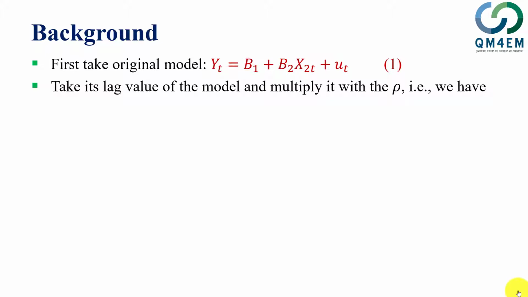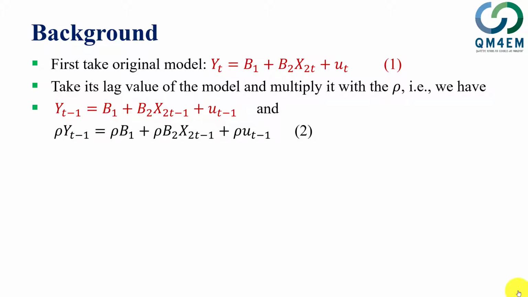So I'm taking that model, yt minus 1 regressed on x2 t minus 1 with error term ut minus 1, and I'm going to multiply rho with this. When I do that, I get equation number 2, in which rho yt minus 1 is equal to rho beta 1 plus rho beta 2 x2 t minus 1 plus rho ut minus 1. So that's equation 2. Now I'm going to subtract equation 2 from equation 1.